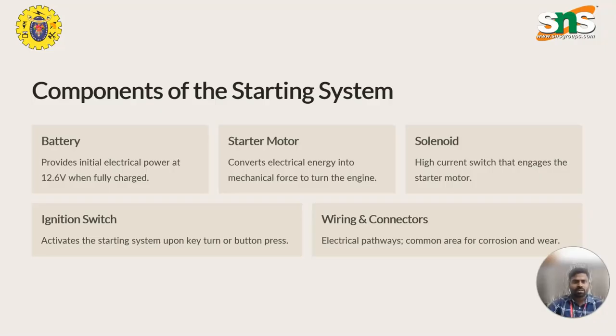The major components of the starting system are the battery and the starter motor. The starter motor is used to convert electrical energy into mechanical force to make the engine run. And then the solenoid valve: it is a high current switch that engages the starter motor. The next is the ignition switch, which activates the starting system upon the key turn or button press, and based on the rotation of the ignition switch, the starting system turns on and off. Then the accessories like wiring and other connectors.